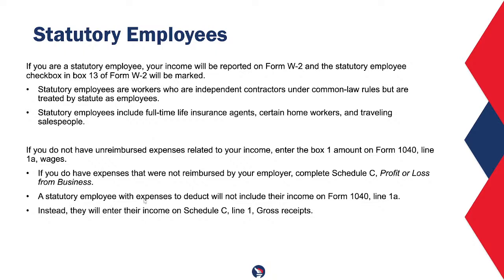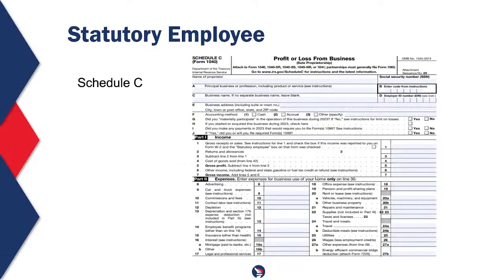A statutory employee with expenses to deduct will not include their income on 1040 line 1A. That number is going to carry down to the Schedule C as gross receipts. And here's a preview of what a Schedule C looks like. We have a whole lecture devoted to this on the last day, so we're not going to go into a lot of detail. But this is where it's going to carry on to, and then we're going to break down our expenses for what they were, just like we do in these categories, to come up with some net income.